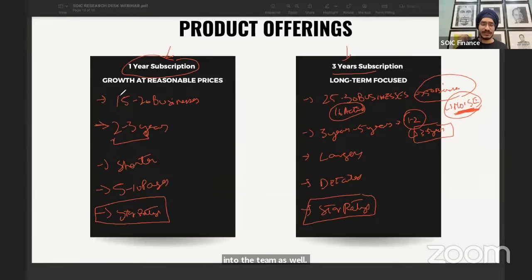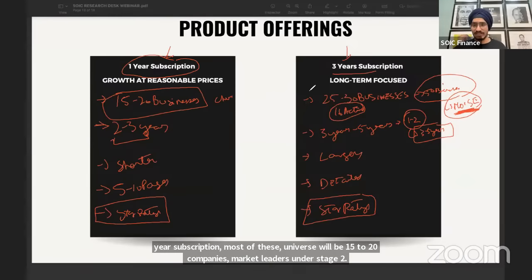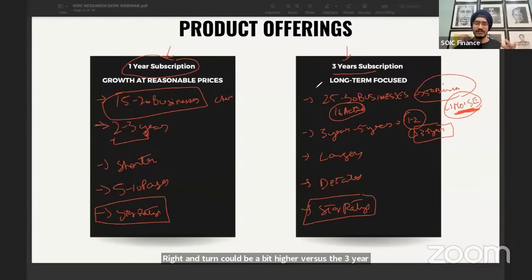Within the 1 year subscription, most of this universe will be 15 to 20 companies, market leaders under stage 2, right? And churn could be a bit higher versus the 3 year product, because over here the focus is on the next 2 to 3 years, whereas over here the focus is on 3 to 5 years, right? And over here the decisions could be a bit fewer versus the 1 year one. So these will be the basic differences between the two, and there could be an overlap of nearly 20 to 30% in both the products in terms of stock names. Because we are starting the 1 year later versus the 3 year, there will be a difference of 20 to 30%.